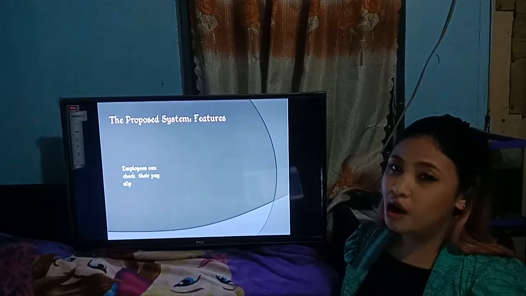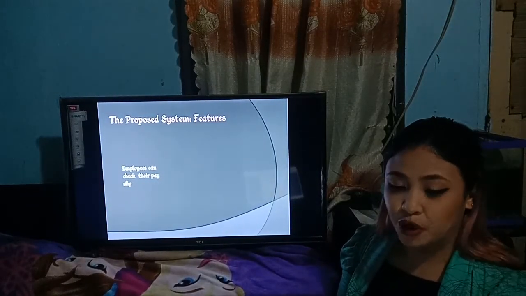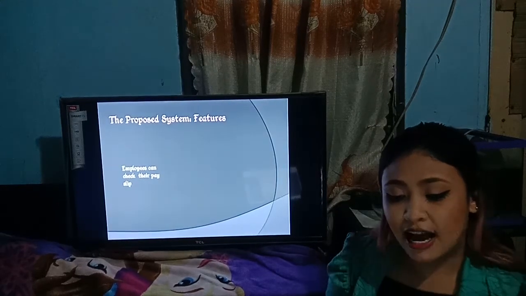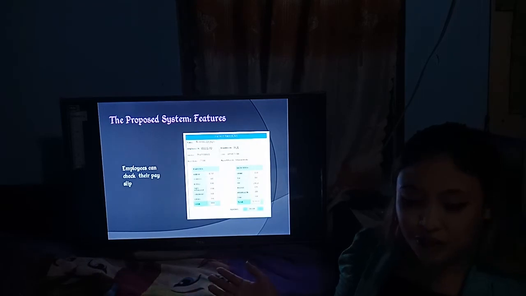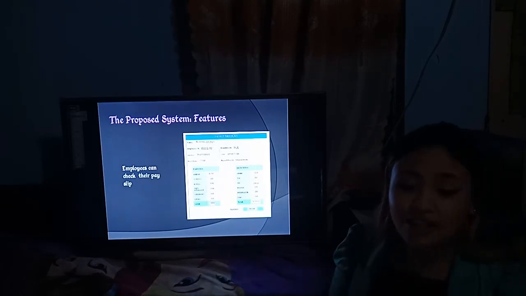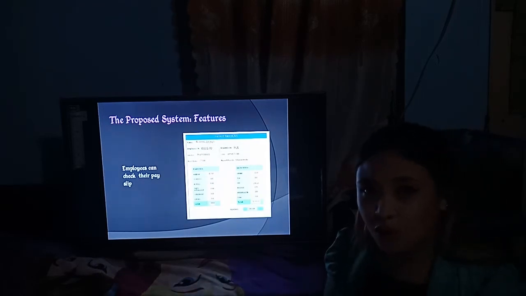I am showing you now a feature that is very helpful to every employee, because most of the time we misplace our printed payslip. So using this feature, every employee can check their payslip and retrieve the old payslip.